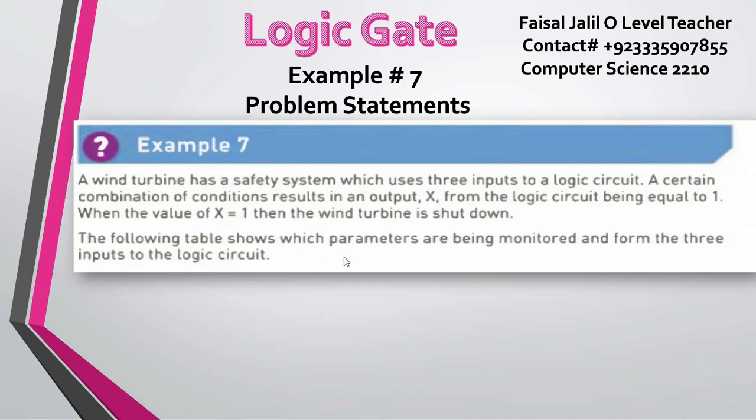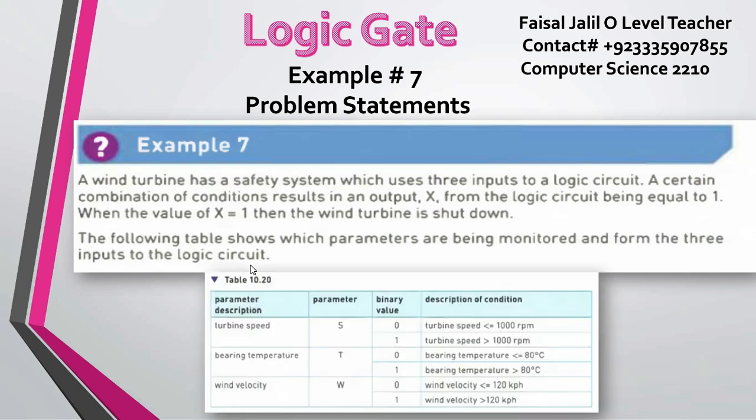The following table shows which parameters are being monitored and form the 3 inputs to the logic circuit. This table is very important. You need this table to extract the data from the problem statement. These parameters are turbine speed, bearing temperature, wind velocity. So parameters means these are 3 inputs. Wind turbine speed is represented by S, bearing temperature by T, and wind velocity by W.